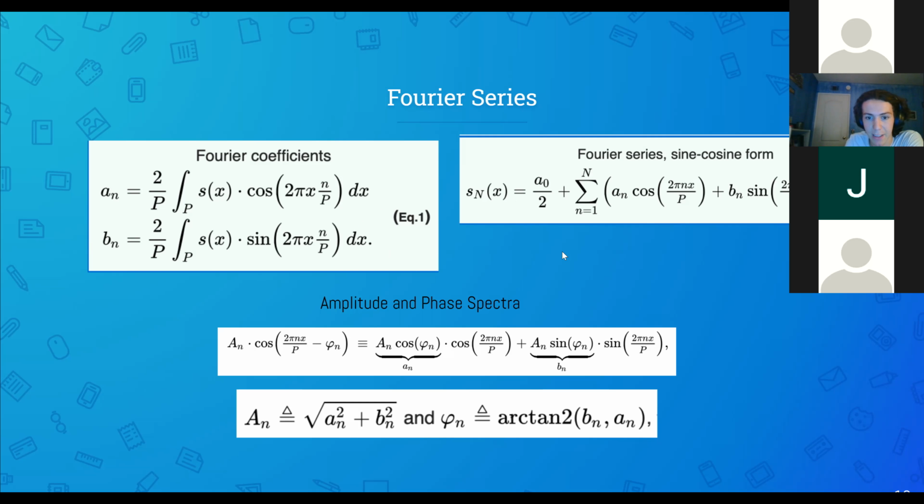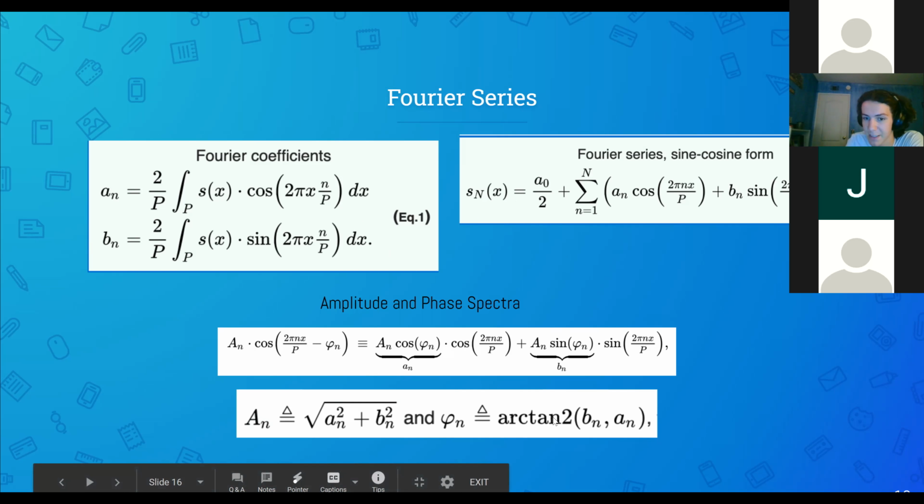And these are just some quick functions. If you want to actually specifically look at the amplitude phase spectra, you can use something like this. And moreover, that a sub n is actually defined to be a_n squared plus b_n squared, and that psi sub n is defined to be arctan of b_n comma a_n.